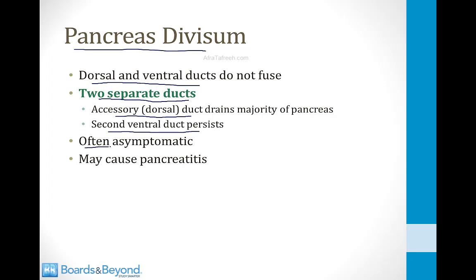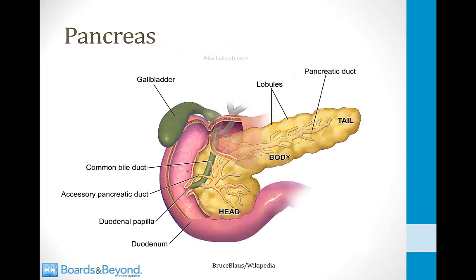This is often an asymptomatic condition that's discovered incidentally when someone has a workup for abdominal pain. Occasionally, it can result in pancreatitis. If we go back to this picture here, you can see that under normal conditions, this main duct drains the pancreas, and then there's a very small accessory duct right here that goes directly into the duodenum.